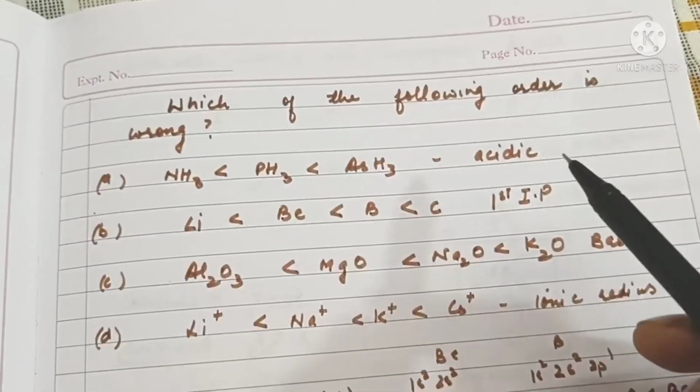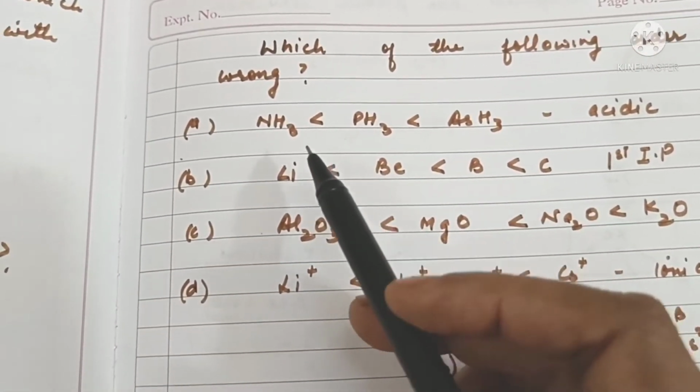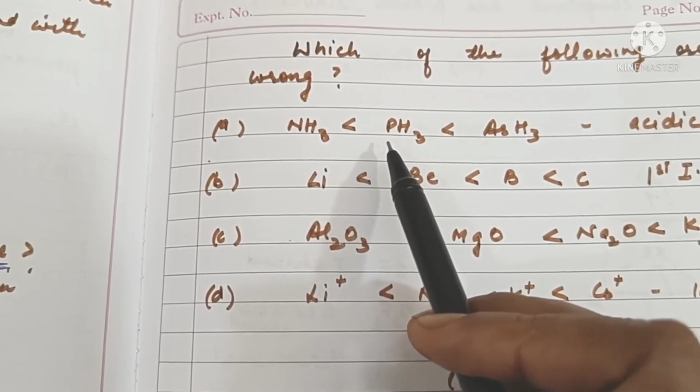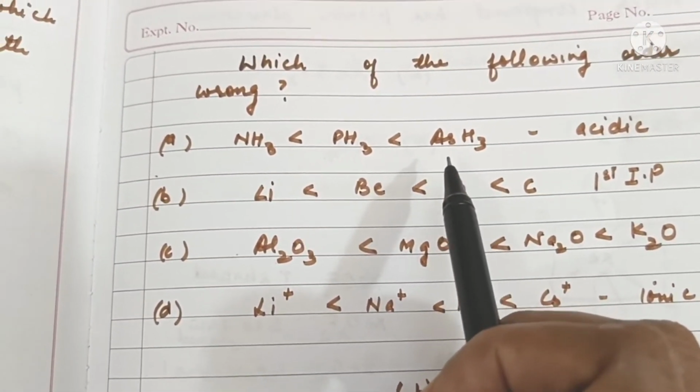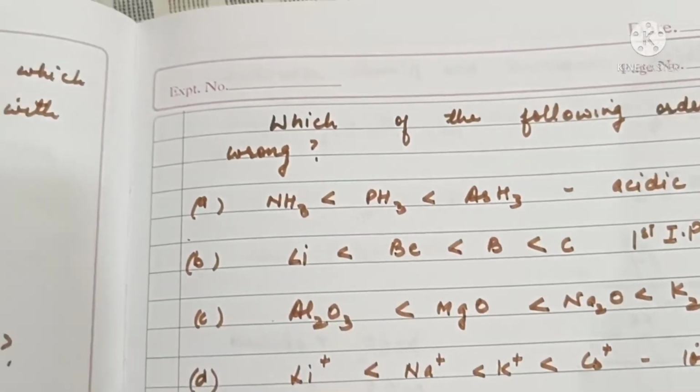Which of the following order is wrong? NH3 is less acidic than PH3 is less acidic than arsine AsH3. This is correct.